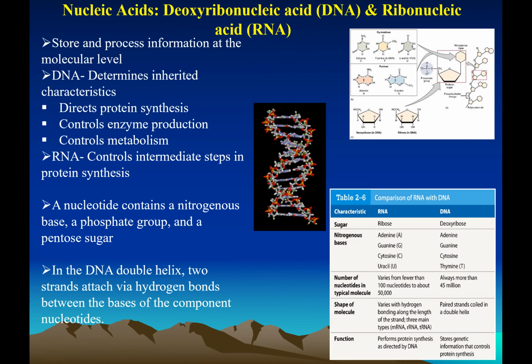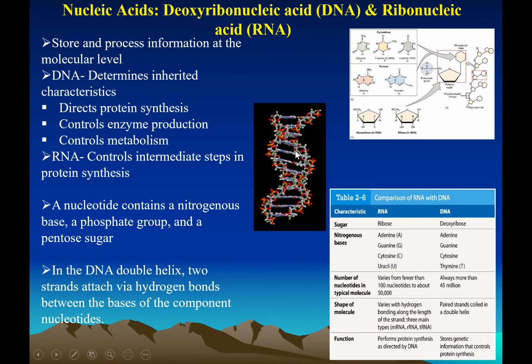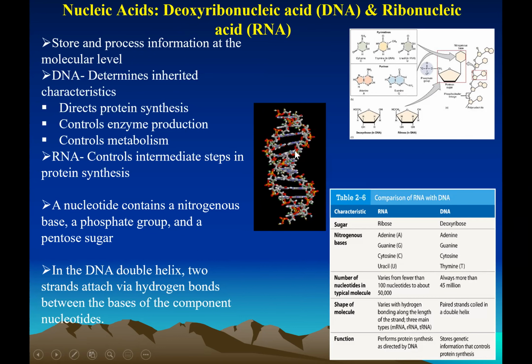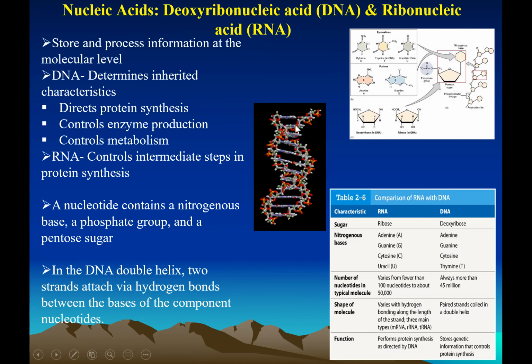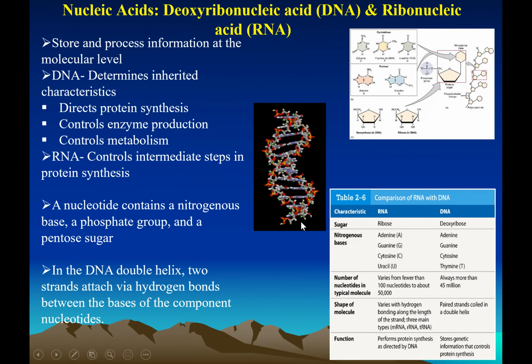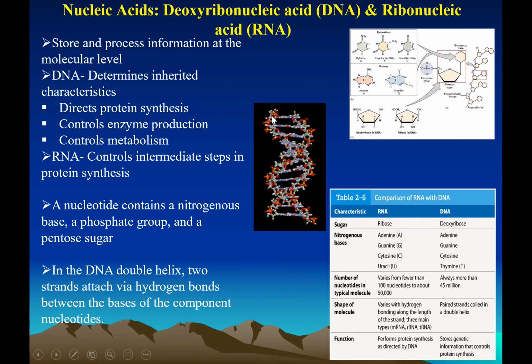It stores and processes information. It is responsible for inheritance. They direct protein synthesis, enzyme production, and metabolism. In other words, everything that's happening in a cell is modulated, regulated, overseen and supervised by the DNA. Watson and Crick in 1953 proposed the structure of DNA and they got a Nobel Prize for this.